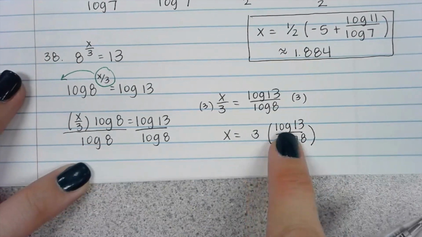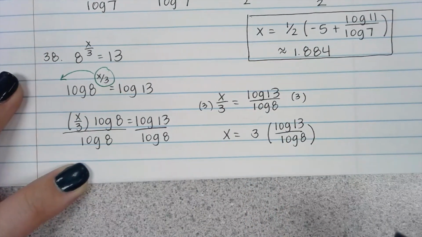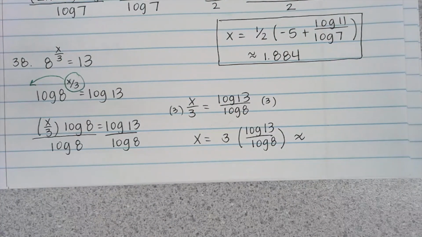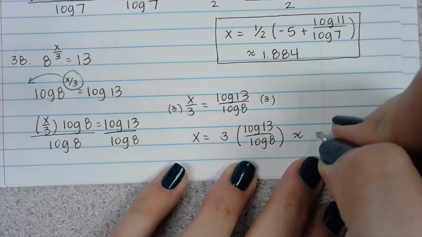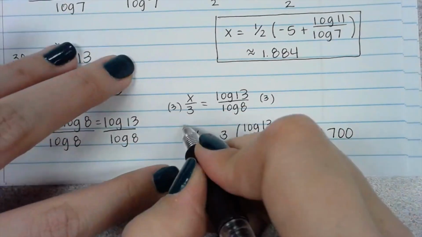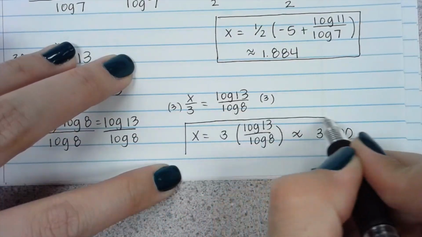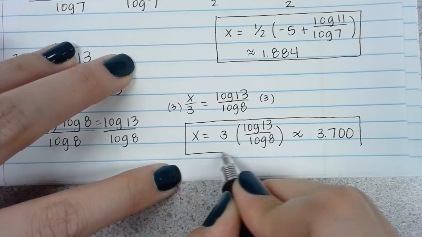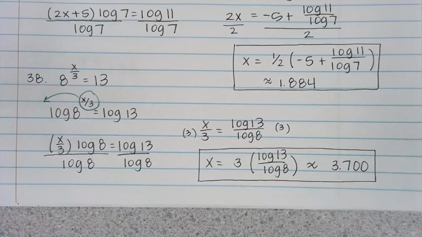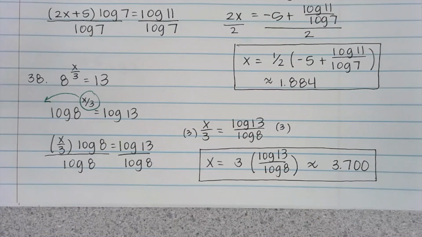And then you could also write the 3 up in the top next to the log 13. That would also be considered a correct answer to the question. And then when you type this into your calculator, you'll get approximately, rounded to 3 decimal places, 3.700. A key to getting these questions right is making sure that you only touch your calculator once, and you're only touching your calculator once at the very end to give the decimal approximation to the answer to the question.